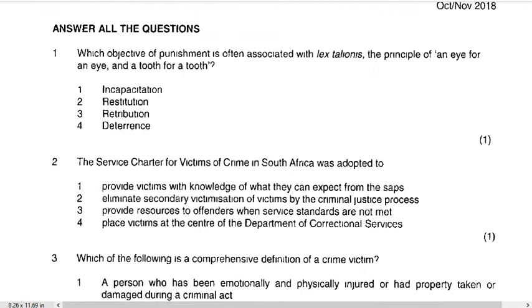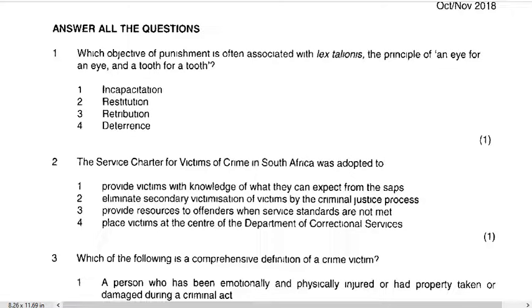Question 1. Which objective of punishment is often associated with lex talionis, the principle of an eye for an eye and a tooth for a tooth? Okay, this is a bit confusing because when I checked the previous tutorial letter 201, or maybe I can say the memorandum of assignments, I found 2 different answers.